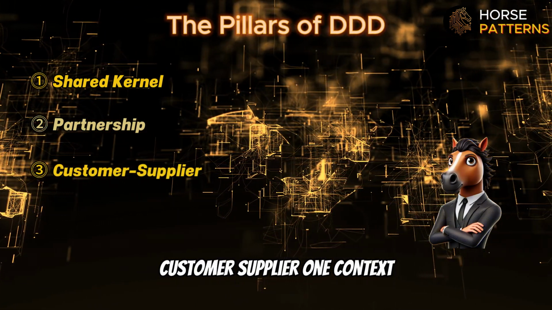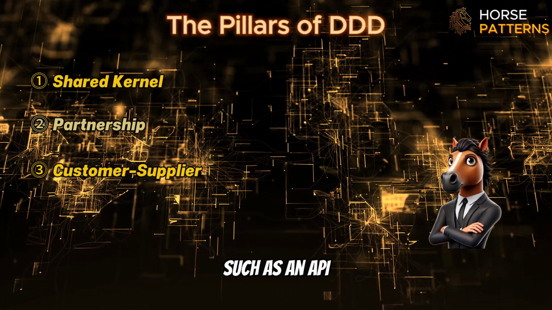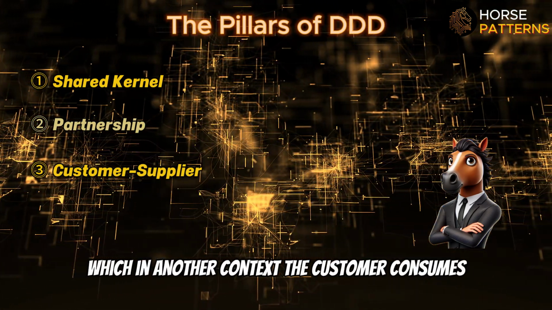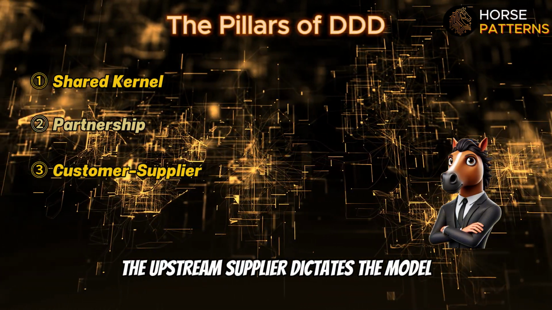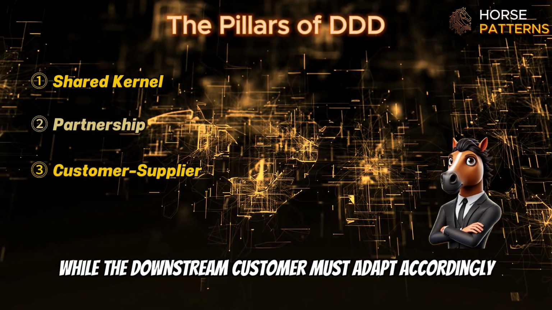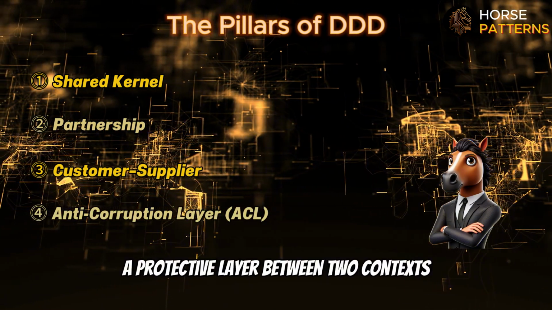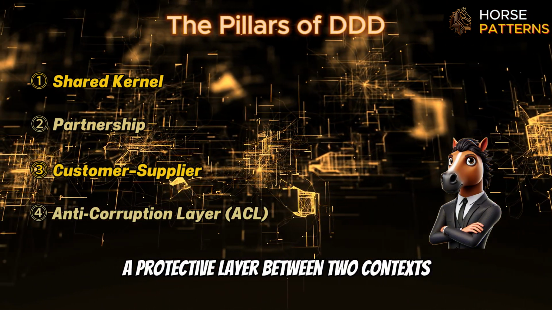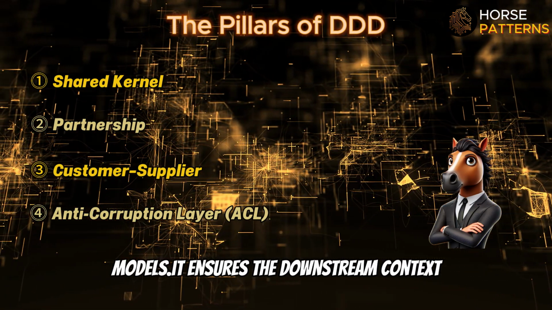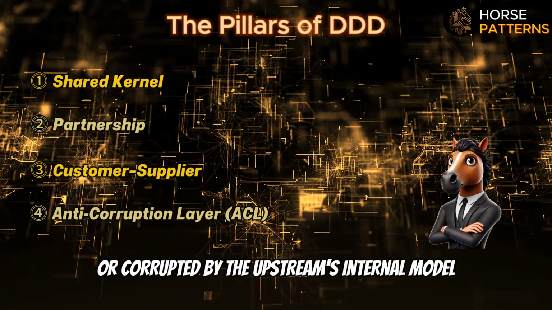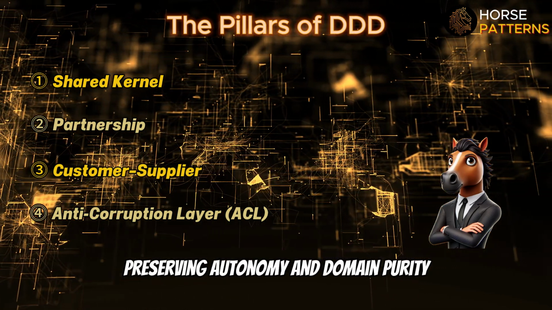Customer-supplier. One context, the supplier, provides functionality or data, such as an API, which in another context, the customer consumes. The upstream, supplier, dictates the model, while the downstream, customer, must adapt accordingly. Anti-corruption layer. A protective layer between two contexts that translates and adapts models. It ensures the downstream context isn't affected or corrupted by the upstream's internal model, preserving autonomy and domain purity.